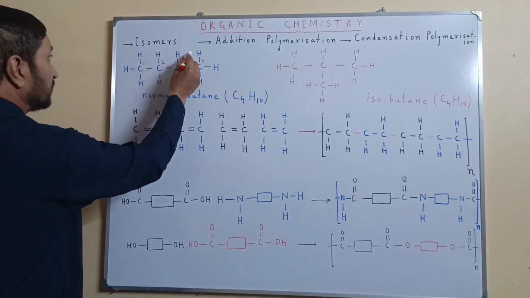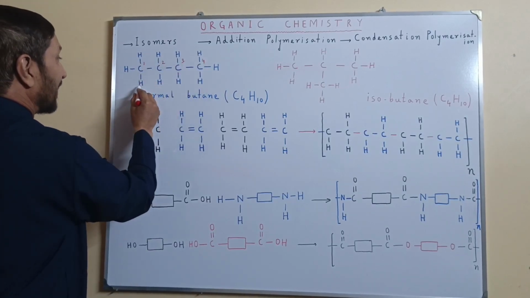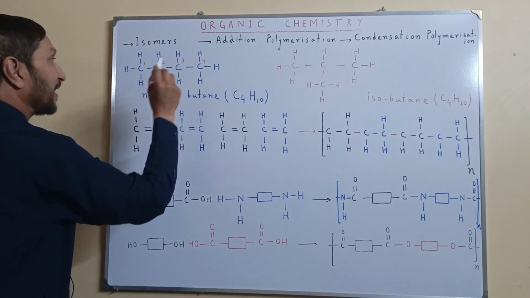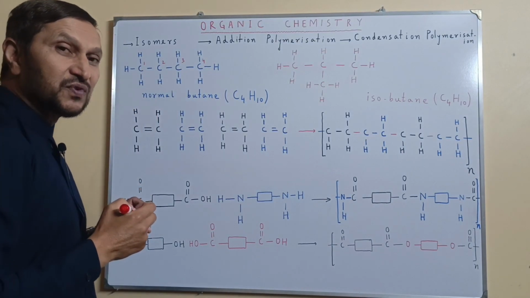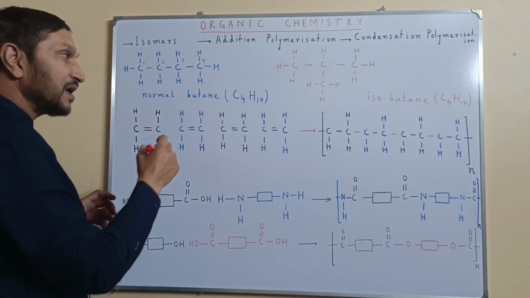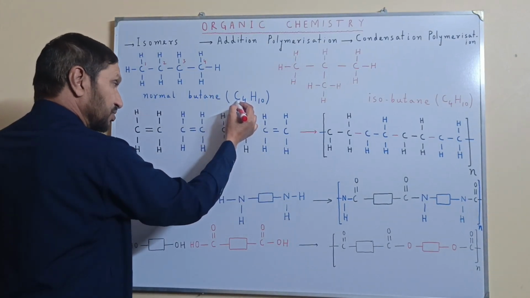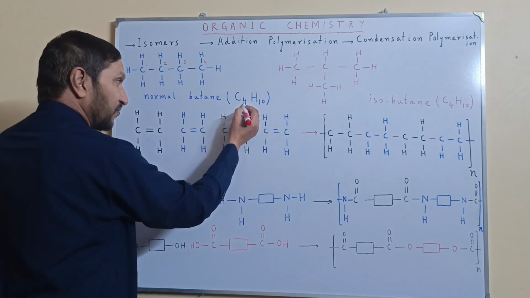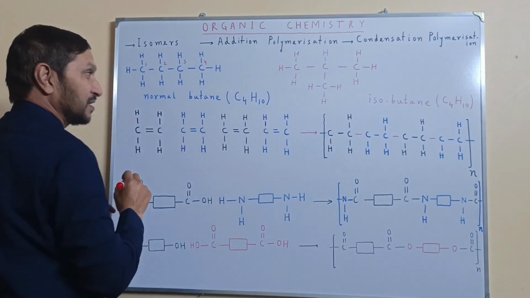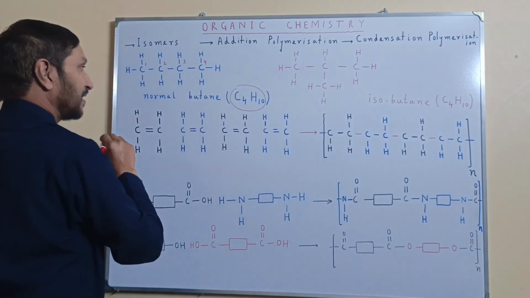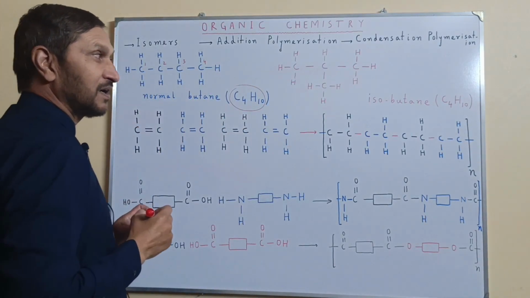1, 2, 3, 4, 5, 6, 7, 8, 9 and 10 hydrogen. So how many hydrogen does this formula contain? 10 hydrogen atoms. So I will write it, this butane contains 4 carbon and 10 hydrogen. So its formula is C4H10, and this is the normal butane.